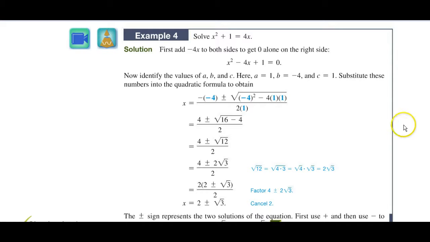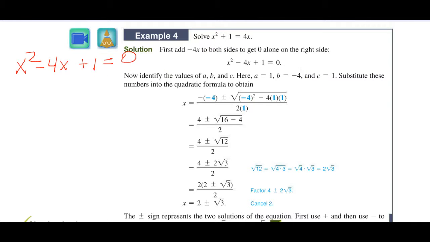Now, key to this, and this is super important, is the original equation must be in standard form. So let's write it over here. X squared, I have to transpose my 4x to the other side, where it now becomes a negative 4x plus 1, and that equals 0.